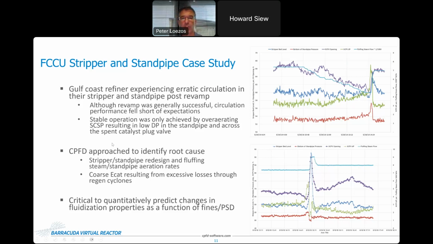So CPFD was approached to identify the root cause. Was it due to the stripper standpipe redesign and the associated fluffing steam and standpipe aeration rates, or was it due to the coarse ECAT resulting from excessive losses through the regenerator cyclones? That was a question that we had to answer, and to do that, it was critical to quantitatively predict changes in the fluidization properties as a function of fines or PSD.